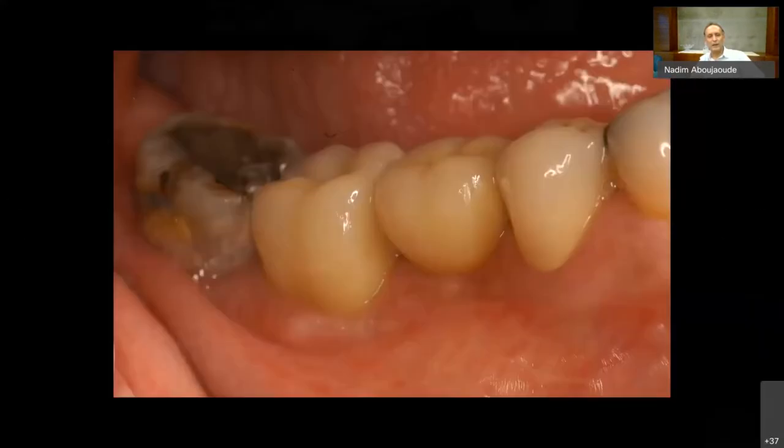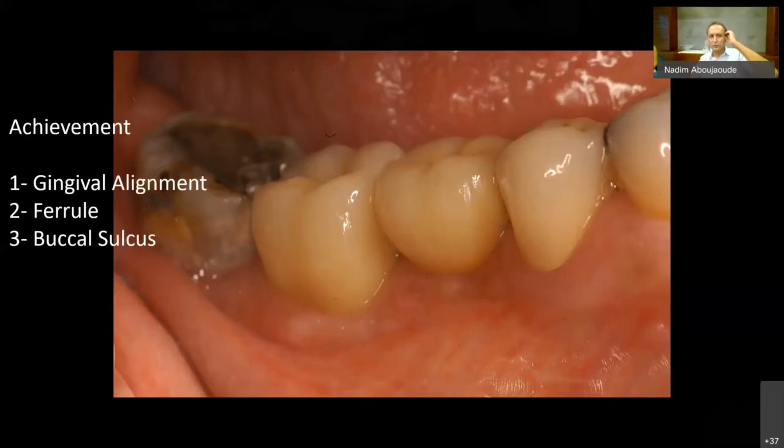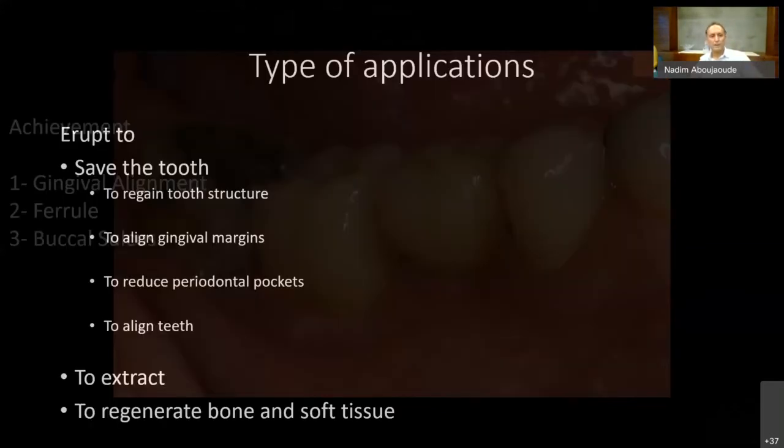Let me show you the clinical picture, and you will see that the tooth, with the eruption, kind of aligned the gingiva. The gingiva was too low before. We had no vestibule. We had no attached gingiva. By erupting this tooth, we were able to create a ferrule effect on the root that will protect the tooth from fracture. Then we created a vestibule, and we now have enough attached gingiva that will protect the tooth. So: gingival alignment, ferrule effect, and we recreated a buccal sulcus.